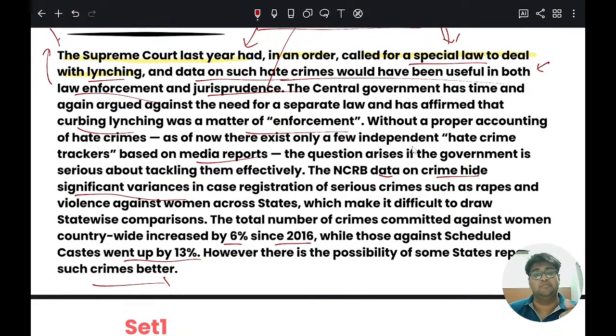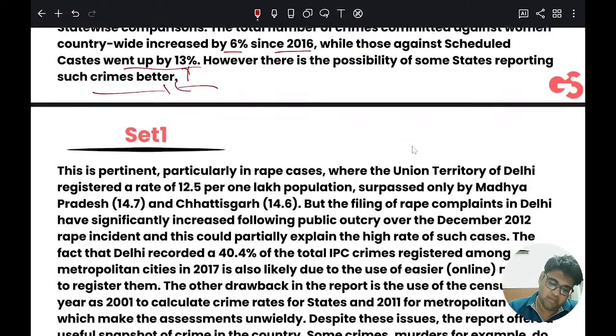However, there is a possibility that some states report crime better. And scheduled castes cases went up by 13%. In some states the crimes are reported more. Still, that is also a problem because we don't have a uniform pattern of how many crimes are being reported. All these things are in question. All these things need to be addressed.